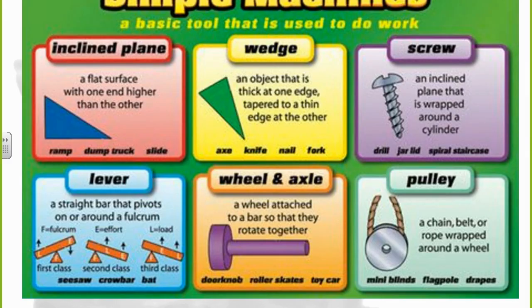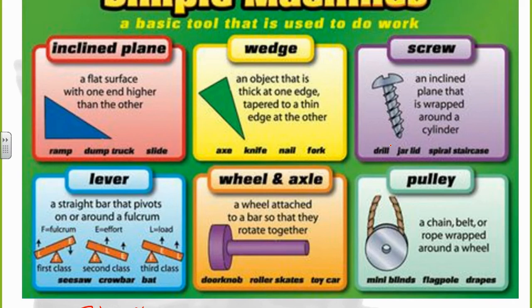All right, so let's look at our simple machines. We have got 6 simple machines here, 6 types. Remember that we have 3 types of levers, okay? 3 different types of levers. And then we have the wheel and axle, pulley, screw, wedge, and inclined plane. So those are the simple machines that we have to know. And again, you should be able to draw them and give examples of each of these in order to do the test.